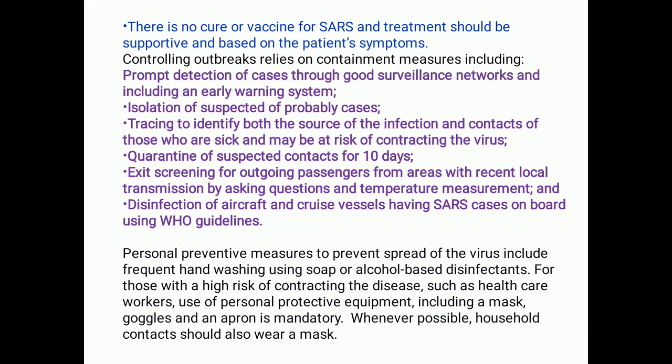Now, controlling an outbreak relies on containment measures, including the prompt detection of cases through a good surveillance network and an early warning system. Isolation of suspected or probable cases, and tracing to identify both the source of the infection and contacts of those who are sick and may be at risk of contracting the virus. Quarantine of suspected contacts for 10 days, and exit screening for outbound passengers from areas with recent local transmission by questioning and temperature measurement. Disinfection of aircraft and cruise vessels having a SARS case on board using WHO guidelines.